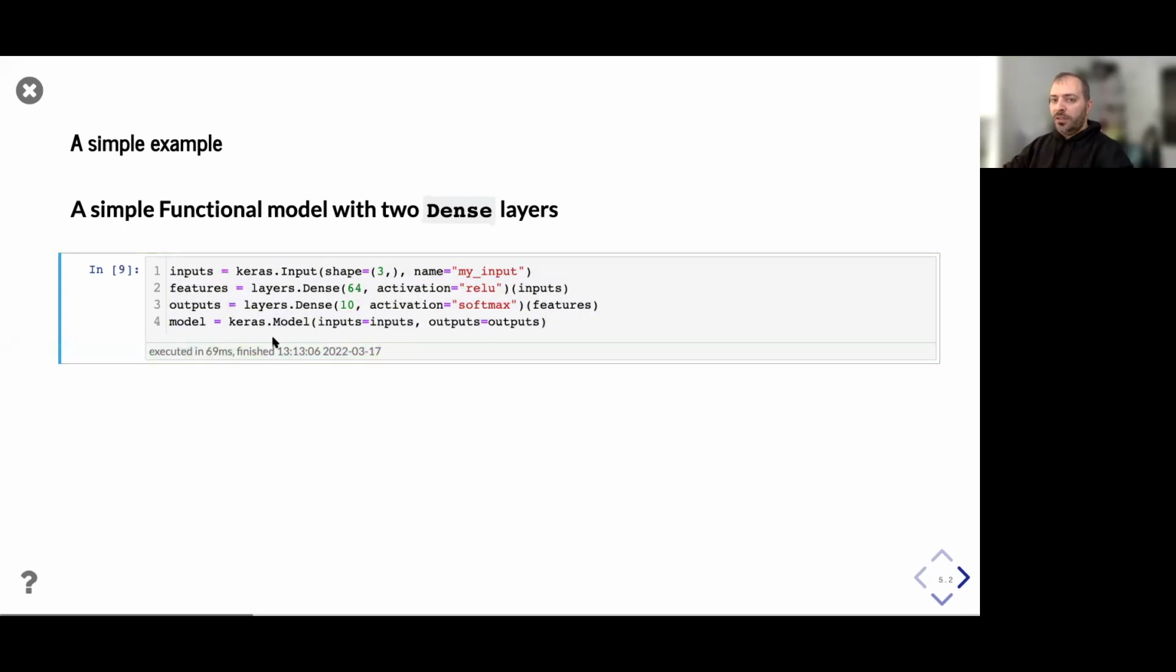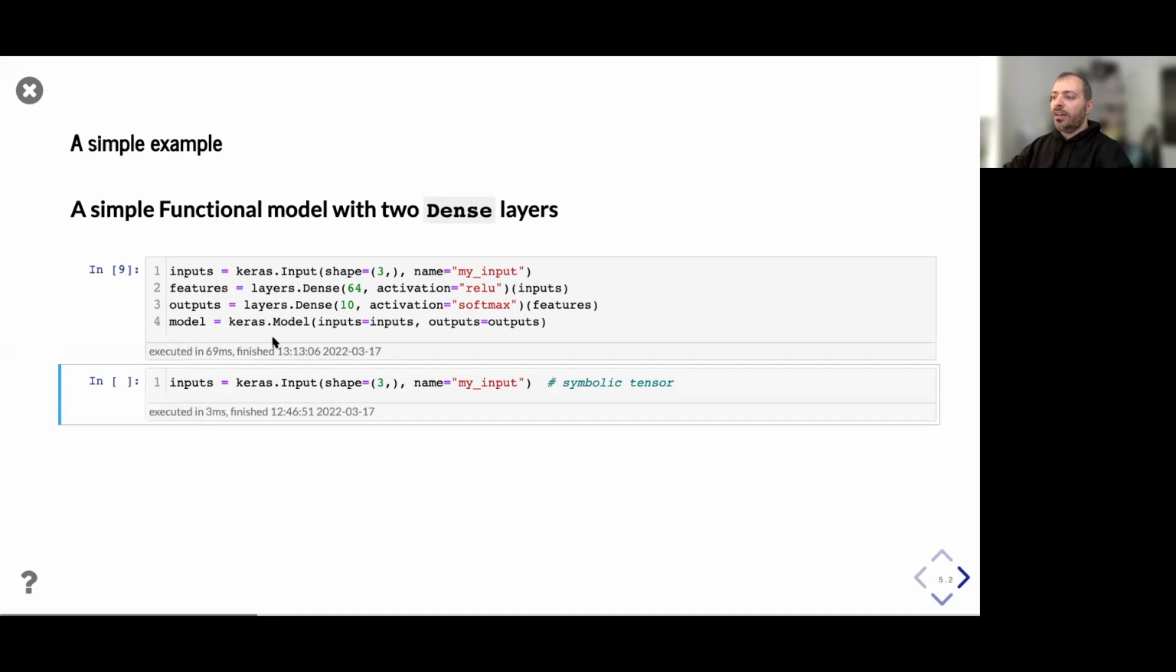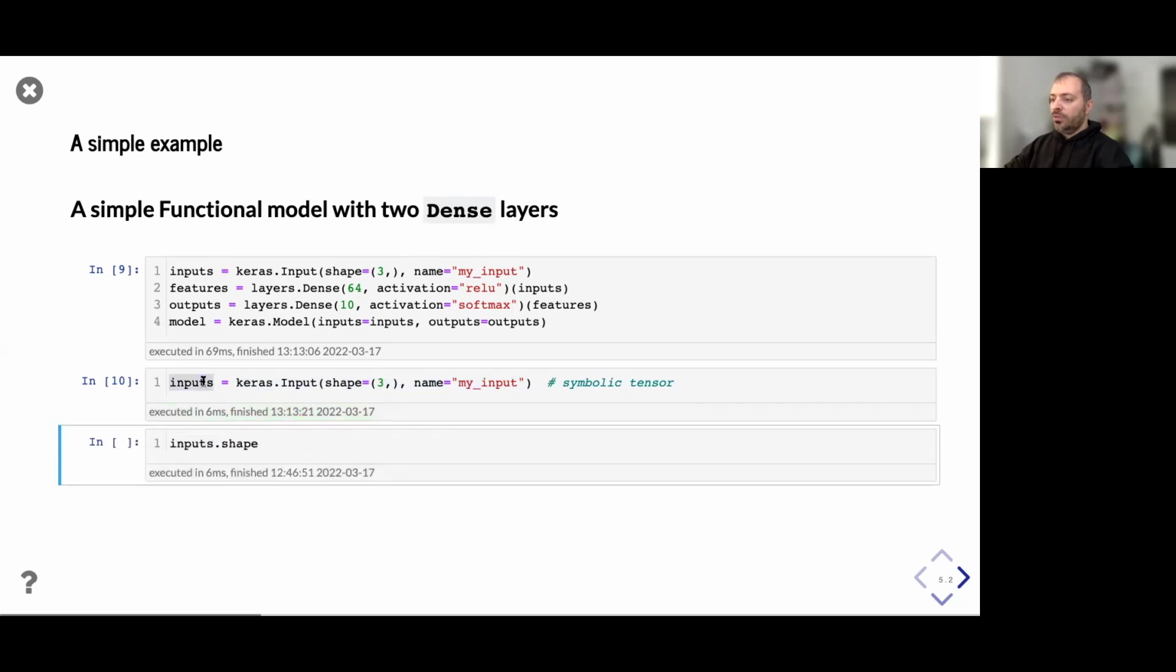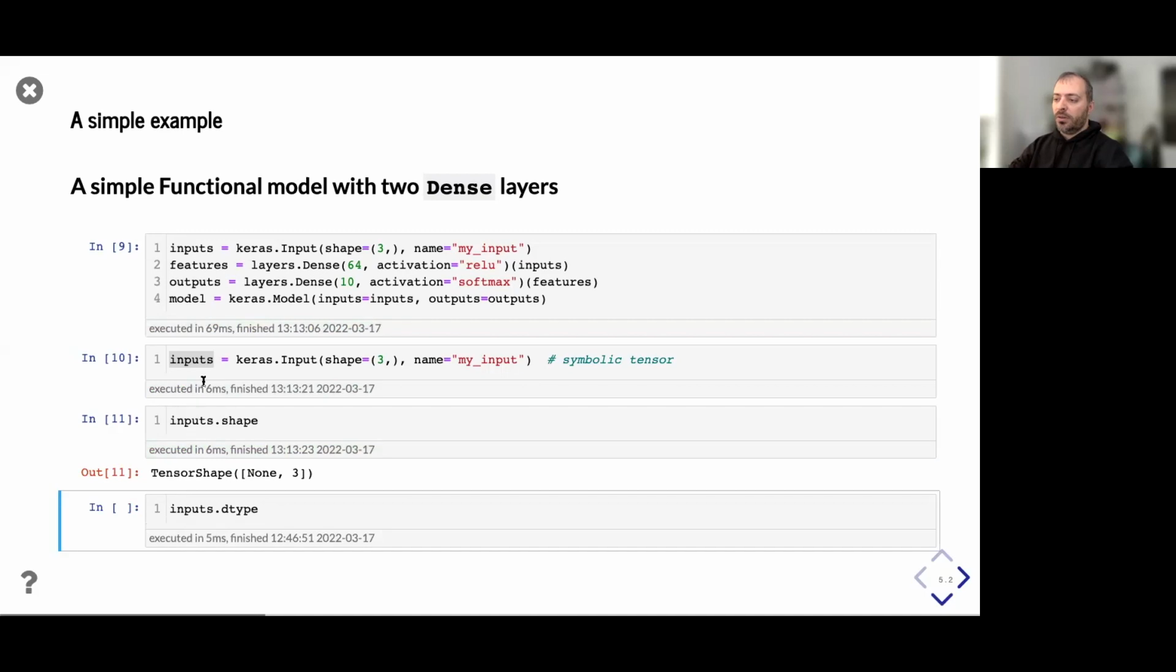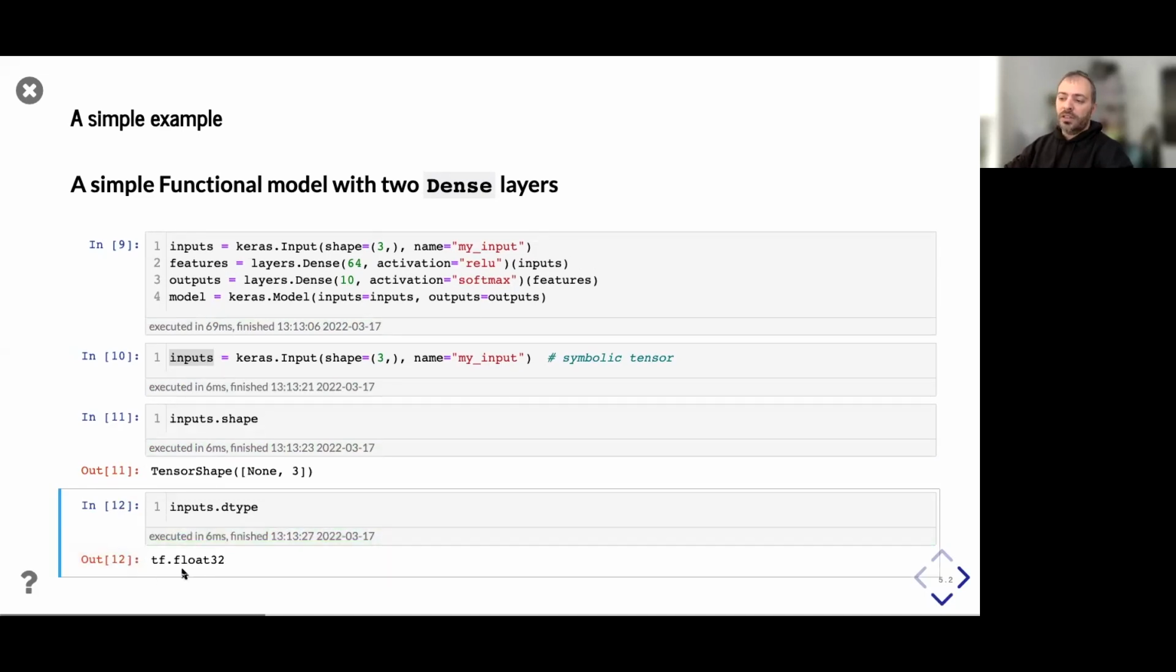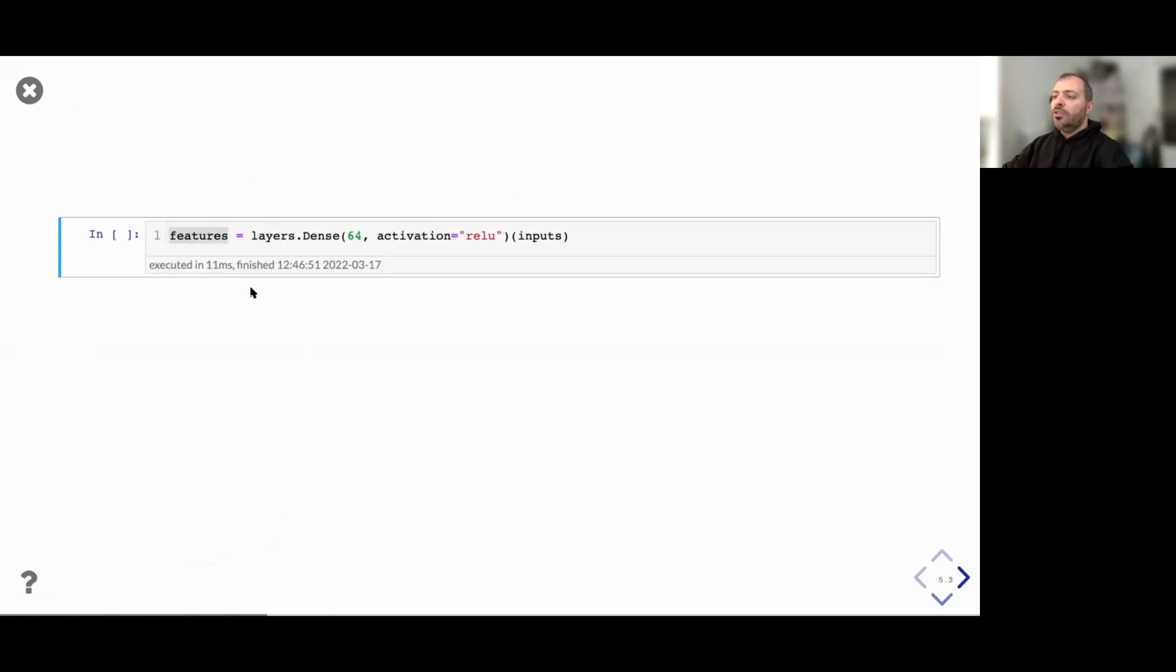Now, if we build it like this, you again have access to everything we talked about before. First of all, I mentioned the notion of symbolic tensor. So the output of this layer is a symbolic tensor, this input. And this input has a shape, for example, 3 in this case, and the type. In this case, it's float32 by default, okay? And the same holds for the other tensors.